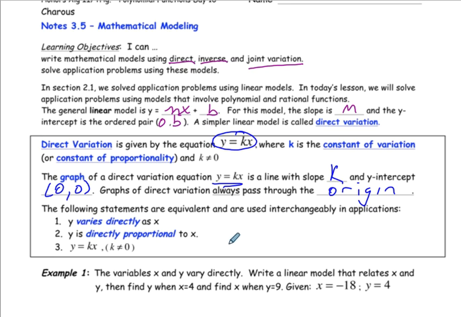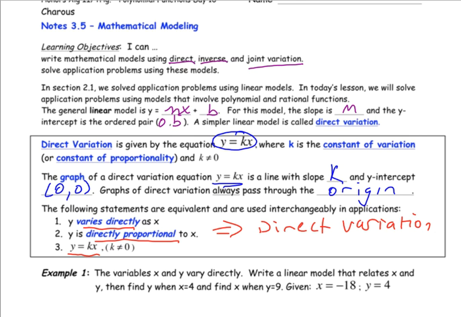You need to be familiar with three interchangeable terms. The first is y varies directly as x, y is directly proportional to x, or you can be given the equation y equals kx. All three of these tell you that you have direct variation when you're doing application problems. Let's try a couple application problems now.